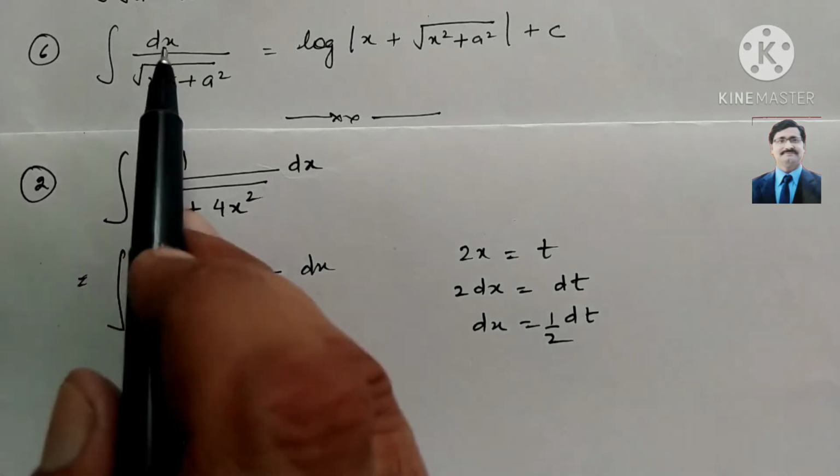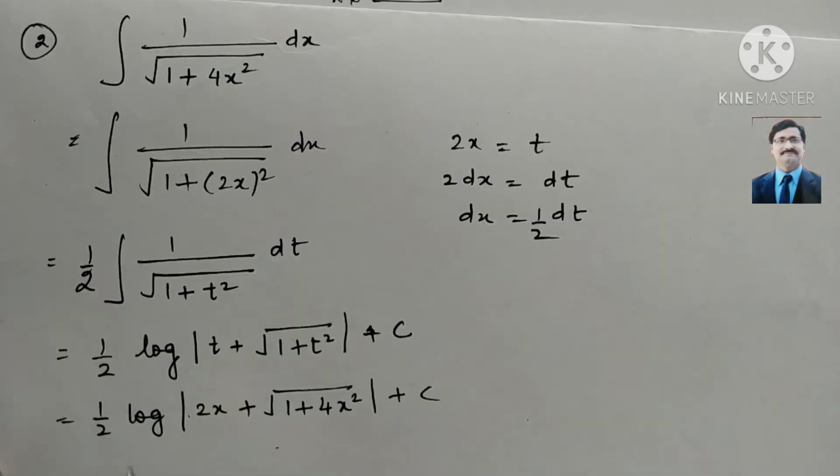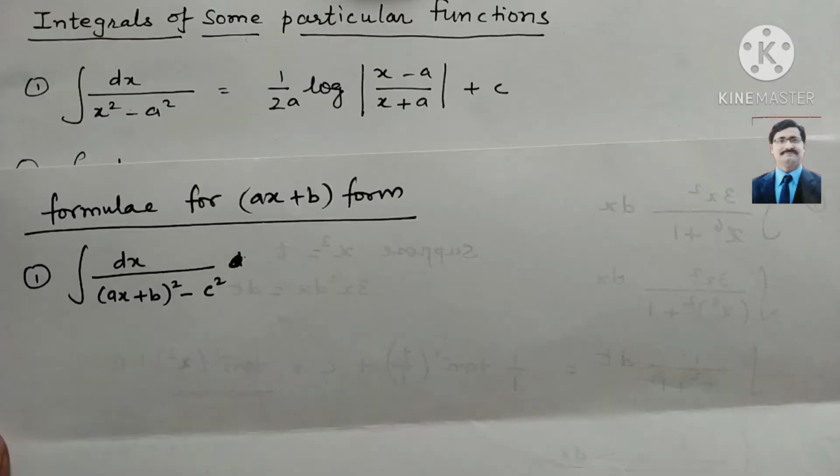Now we use this formula, so we can write here 1 upon 2 log t plus root 1 plus t square, plus c, and in place of t we put 2x. We get 1 upon 2 log 2x plus root 1 plus 4x square, and plus c. So this we get as the answer.